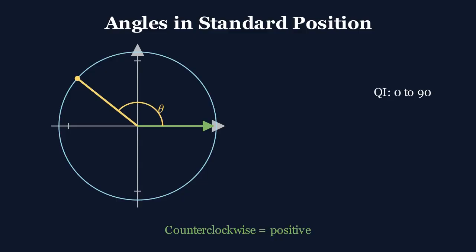Quadrant 1 is between 0 and 90 degrees. Quadrant 2 is between 90 and 180. Quadrant 3 is between 180 and 270, and Quadrant 4 is between 270 and 360.